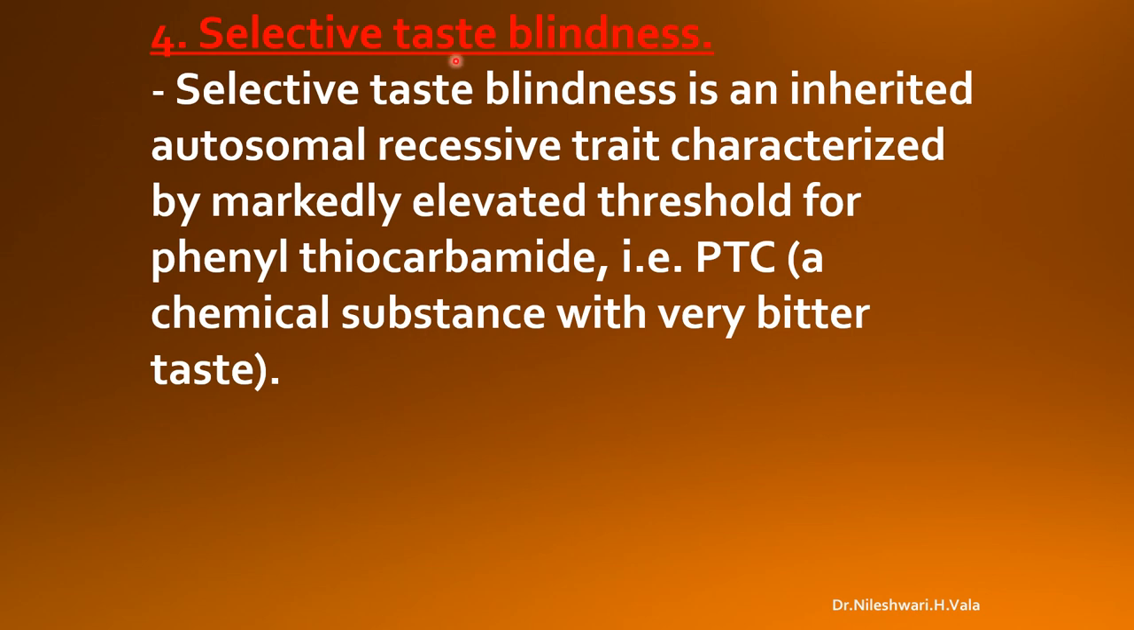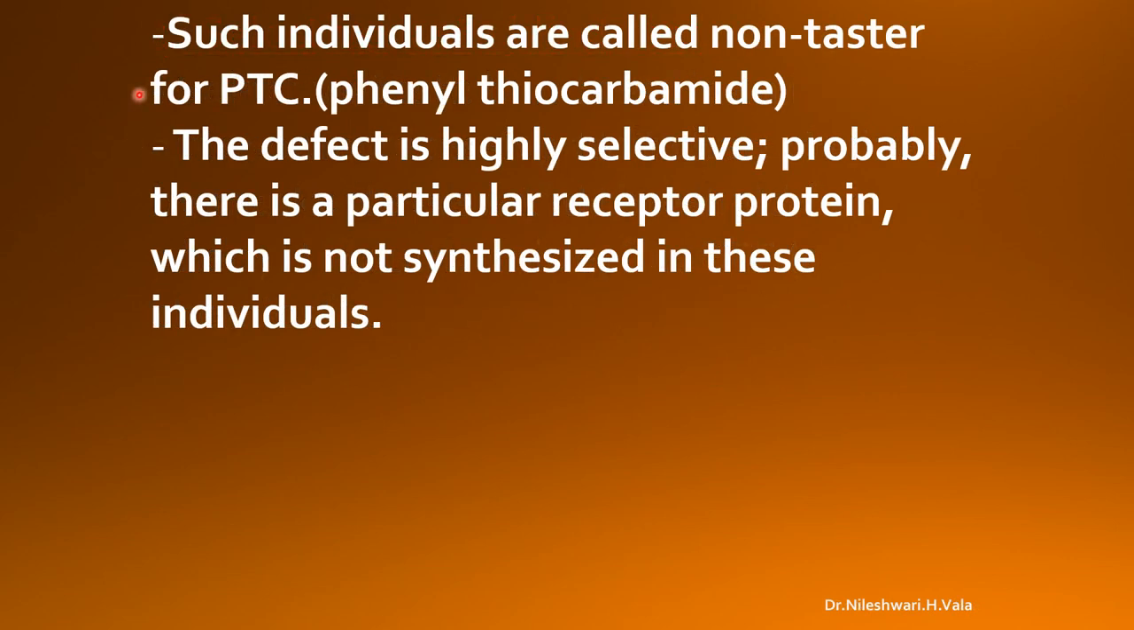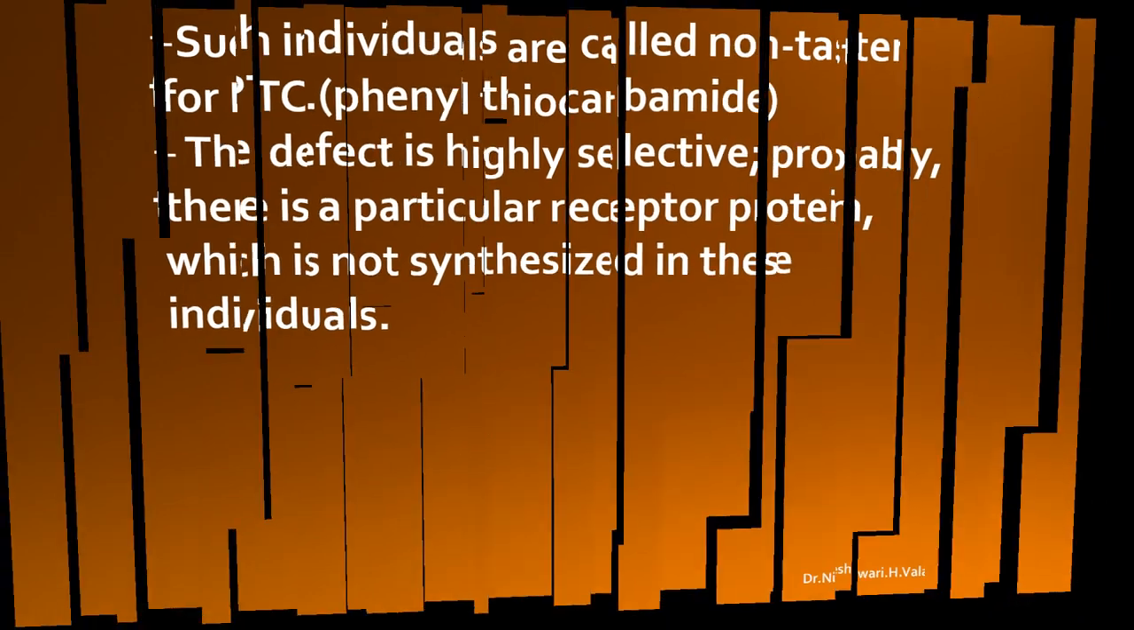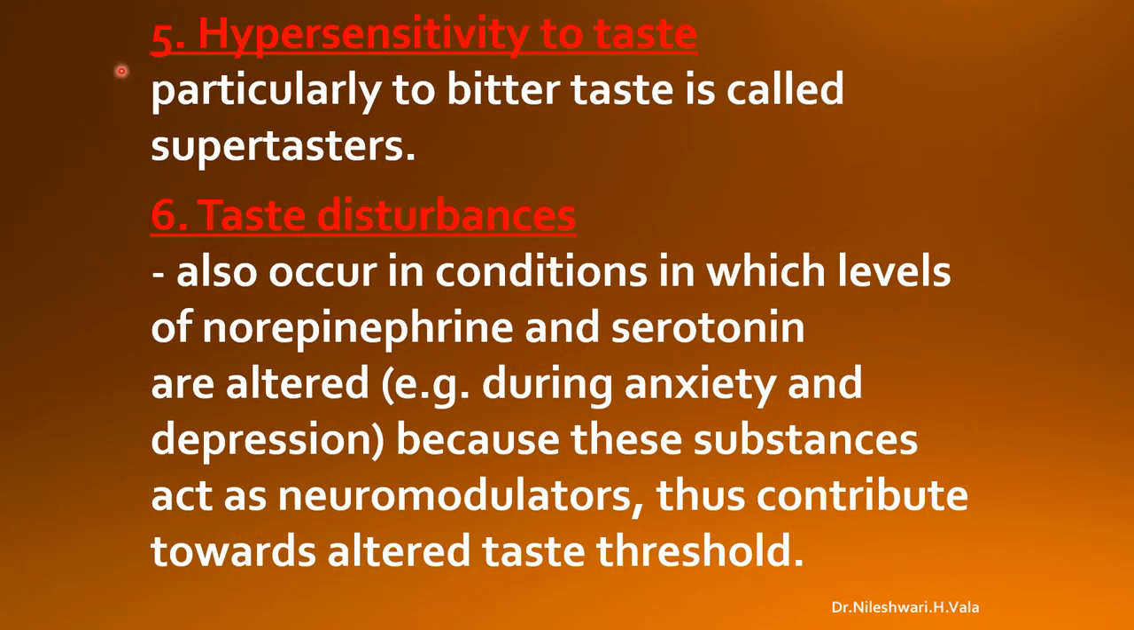Then selective taste blindness. It is an inherited autosomal recessive trait and characterized by elevated threshold for phenylthiocarbamide. Phenylthiocarbamide is a chemical substance with a very bitter taste. Some individuals are also known as non-tasters for phenylthiocarbamide, and the defect is highly selective. Probably there is a particular receptor protein which is not synthesized in these individuals. Then hypersensitivity to taste is known as supertaster, particularly to bitter taste.